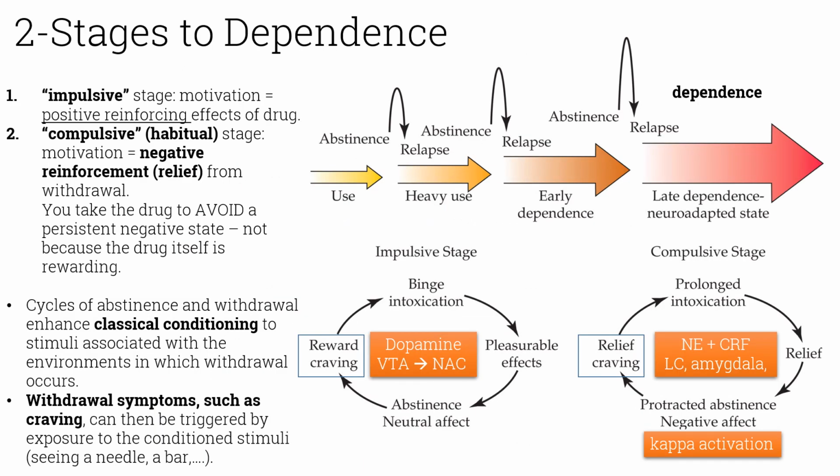So stage one is sometimes called the impulsive stage, where your motivation is positive reinforcement or the rewarding effects of the drug. And that's dominated by the dopamine pathway from the ventral tegmental area to the nucleus accumbens. And stage two is the compulsive stage, where your motivation is negative reinforcement or relief from withdrawal, and where you take the drug to avoid that negative persistent state.